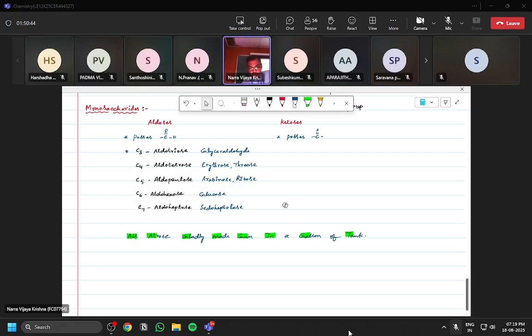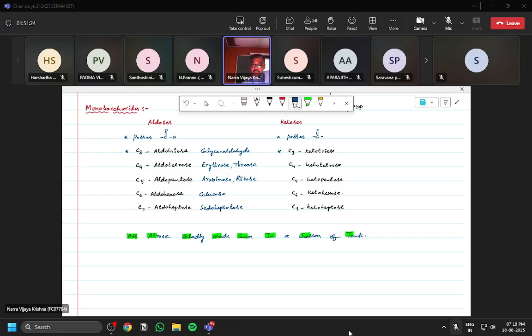Now, ketone possessing. If there are 3 carbons with a ketone group, what do we call it? In the same way, ketotriose. C4, ketotetrose. C5, ketopentose. C6, ketohexose. C7, ketoheptose.